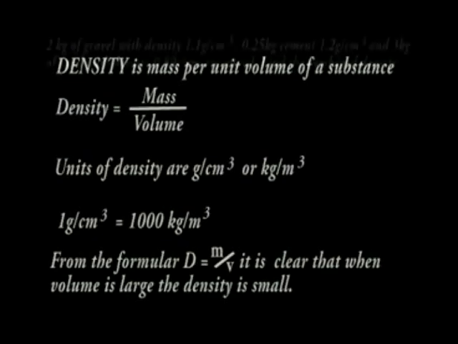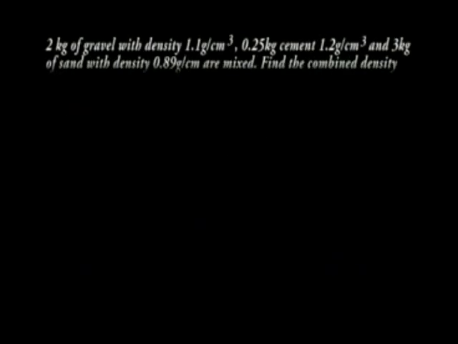Example: 2 kilograms of gravel with density 1.1 grams per centimeter cubed, 0.25 kilograms of cement with density 1.2 grams per centimeter cubed, and 3 kilograms of sand with density 0.8 grams per centimeter cubed are mixed. Find the combined density.